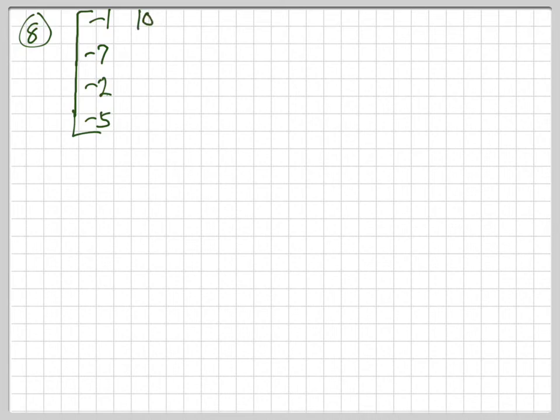To number 8 we go. So number 8 is a really, really big one. So let me bring it in up here. It's going to be minus 1, minus 7, minus 2. Here, let me do a better job on this. Minus 1, minus 7, minus 2, and minus 5. And then 10, 7, 6, 9.